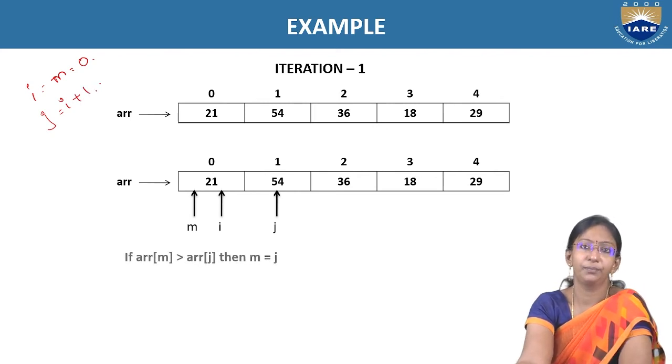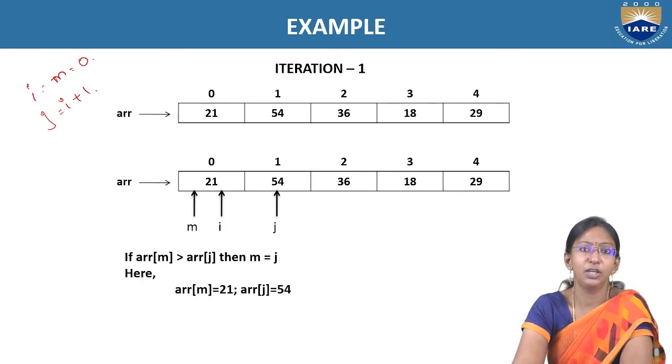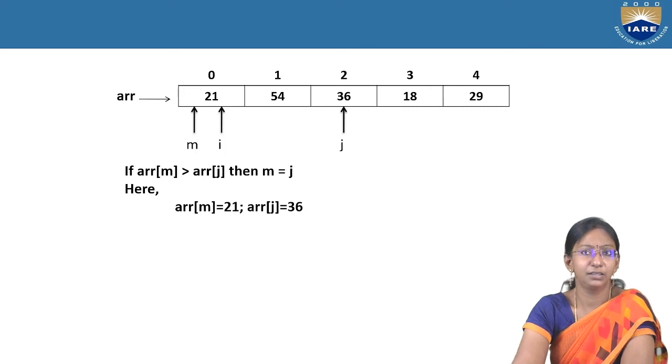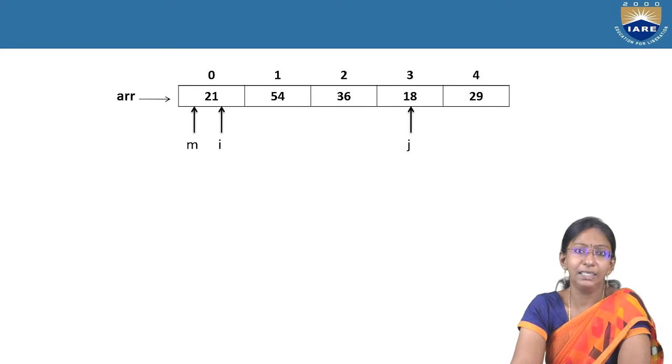Okay, compare. If the element pointed by M is greater than the element pointed by J, then shift the position of M. Here the element pointed by M is 21, J is 54. 21 greater than 54, fails. So just increment J. Now J is pointing to 36. Again do the same process. 21 greater than 36, condition fails. Just increment J. Now J is going to point to 18.